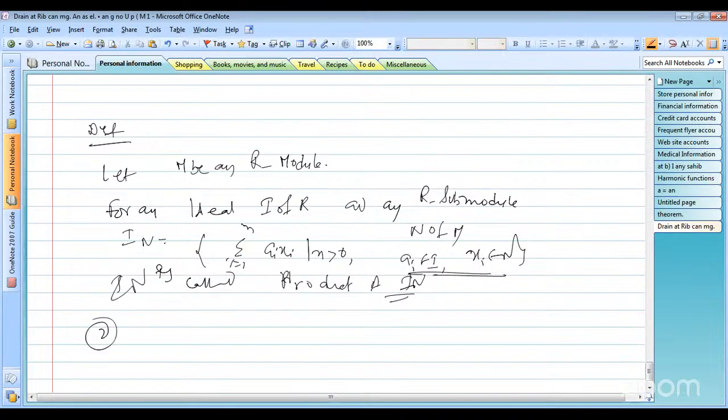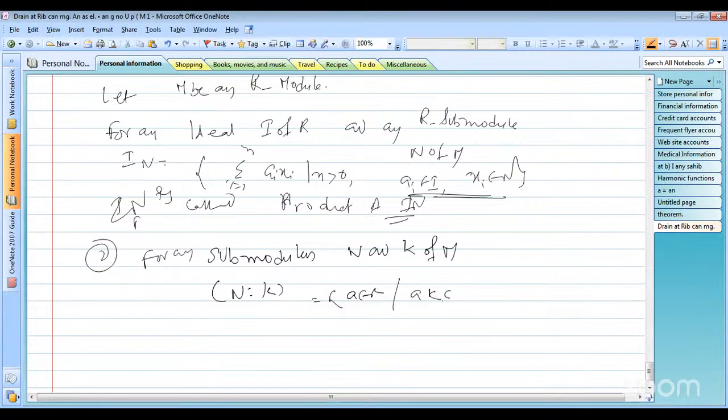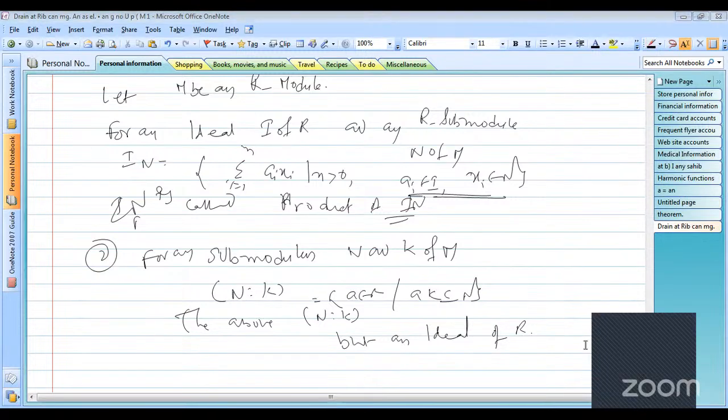And the second condition we are writing is: for any submodules N and K of M, the submodule ideal quotient is the set of a belonging to R such that aK is a subset of N. So the above is not a submodule of M, but an ideal of R. So in particular we are taking this one.